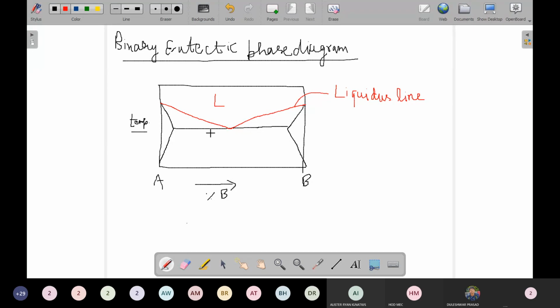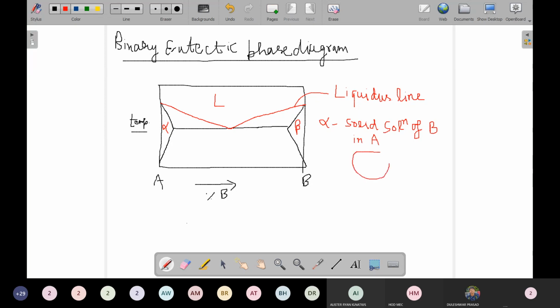Okay. Now, what is this line? This line, if you remember, let me tell you. Okay. So this is the alpha over here. First, let me define this alpha and beta. Then we will see the phases present. So what is alpha? Alpha is the solid solution. Alpha is the solid solution of B in A. B in A. What does it mean?